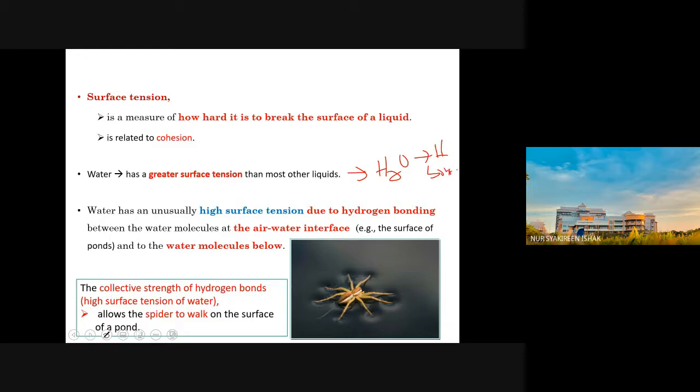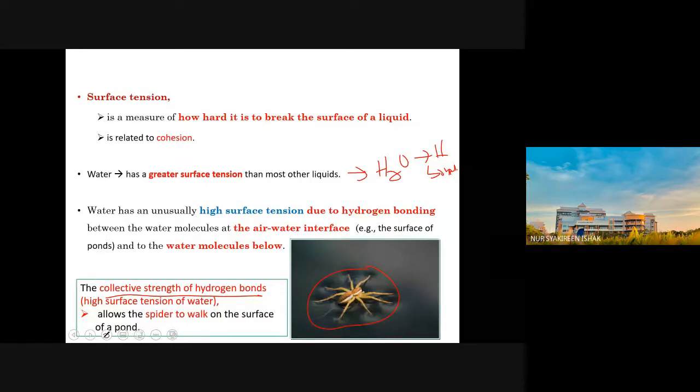Hydrogen bonds, kita belajar awal-awal hari tu kan, although hydrogen bond is grouped under non-polar covalent bond and it is considered a weak bond, if hydrogen bonds exist in large amounts, they form quite a strong interaction. So when it forms quite a strong interaction, it produces this effect, which is surface tension. It allows insects such as spiders to walk on the surface of the water. In this case, as you can see, the spider can move at the surface of the water due to the collective strength of hydrogen bonds at the surface.